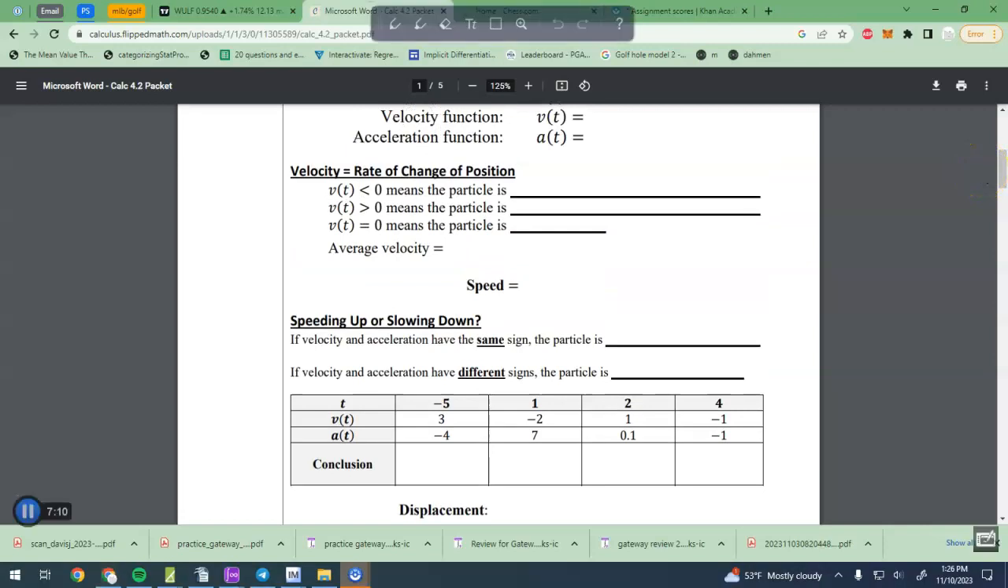Velocity less than 0 means the particle is moving backward. So backward is either considered left or down. Some of the problems you're going left or right, but some of the problems you're going up and down. Negative, just like a coordinate plane, right? Left or down. If the velocity is greater than 0, that means the particle is moving forward.